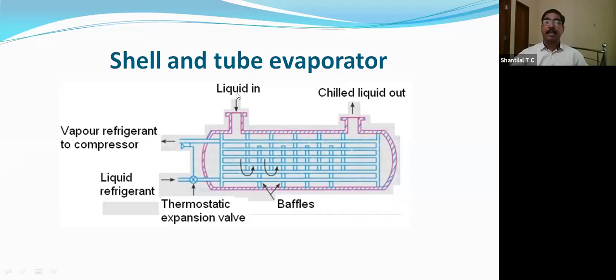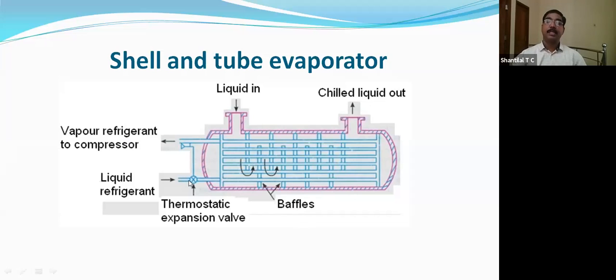This is the secondary refrigerant in and secondary refrigerant out, that means chilled liquid out. And here we have baffles. These baffles are for diverting or directing the secondary refrigerant.